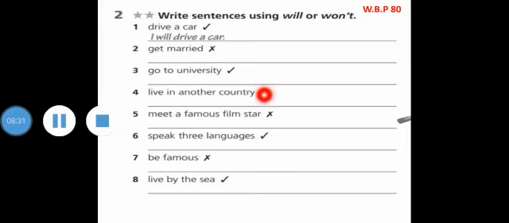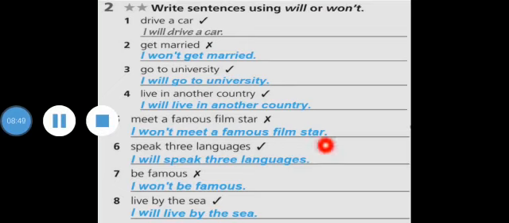Let's move to number 2. Write sentences using will or won't. The tick equals will and the cross equals won't. You have 1 minute to do it. Begin, my shining stars. Yes? Let's have a look at your answers.